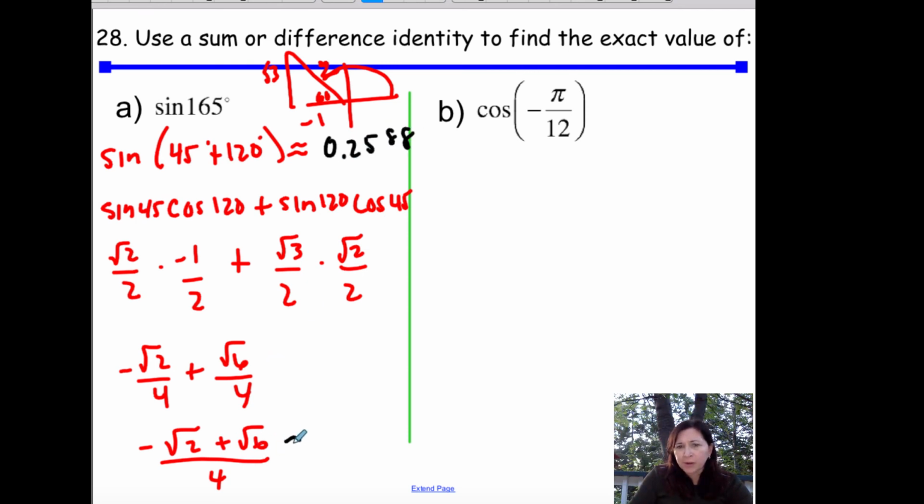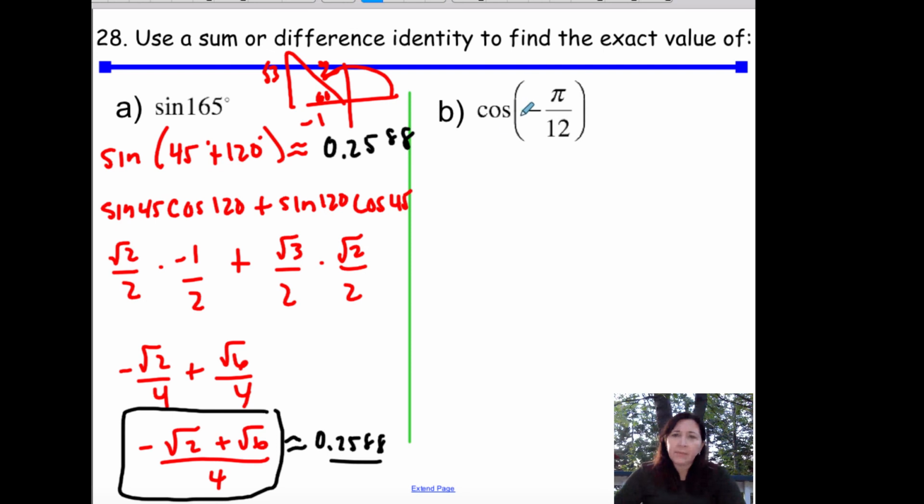And if you were to use your calculator on this final answer right here, because this is an actual proof, anyways, an identity, you're going to get the same value, 0.2588, and that should be the same. This one is cosine of negative pi over 12. So thinking of what adds up to be 12 are 4 and 3. So this is actually the same thing as saying cosine of pi over 3 minus pi over 4.